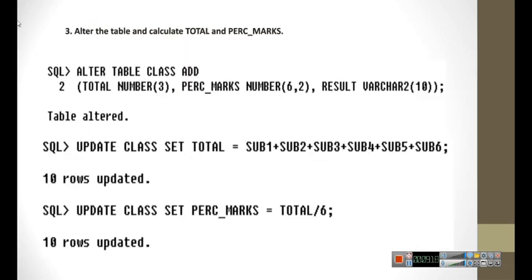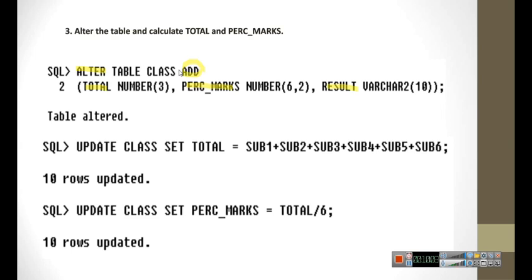Next is to alter the table and calculate total and percentage marks as well as result. So here we need to alter the table. Altering the table is nothing but when you want to add a few columns to the existing table, you are going to use the alter command. Here we are going to add total, percentage as well as result. These are the 3 fields we have to add to the table. So alter table, class is the table name, add is a keyword. Remember this. We are going to add a field into the existing table.